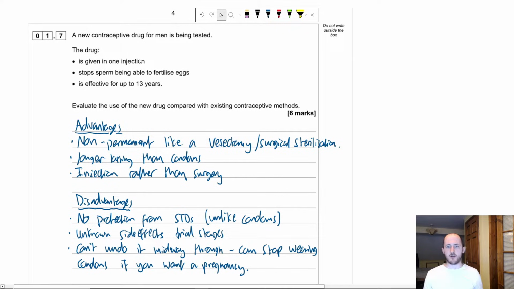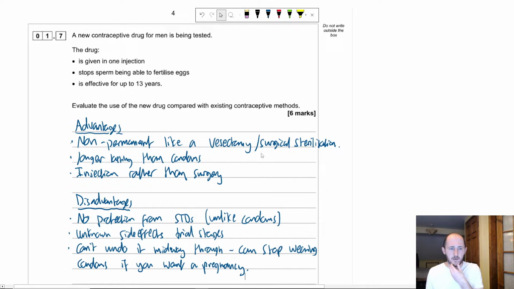Some other things is, obviously with injection, there's a minor risk of infection. Anytime you have an injection, that can be a problem. You also don't exactly know how long it will last. It says up to 13 years. Does that mean after 5 years there's a chance that it runs out? In which case it's kind of useless, because how am I meant to know? Is there some kind of test that I can do to see if I'm still infertile or not? Again, after 10 years, 12 years, what if it's more than 13 years? So we don't know the actual length of time is another one. It's not as long lasting as a vasectomy.